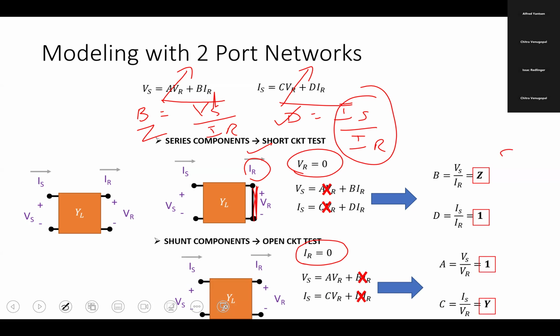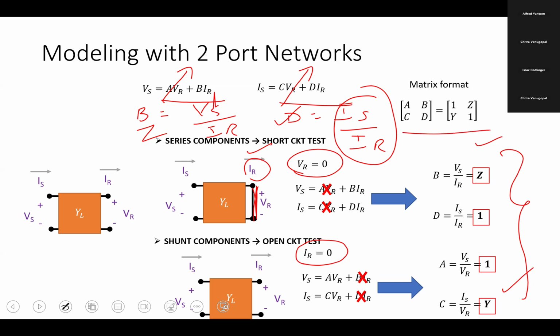Okay. So this is how you are getting ABCD parameters, and ABCD parameters are very, very important because they are defining our voltage ratio, current ratio, the Z value, and Y value. So you are going to put it in the matrix format. You get Y. This is current ratio.